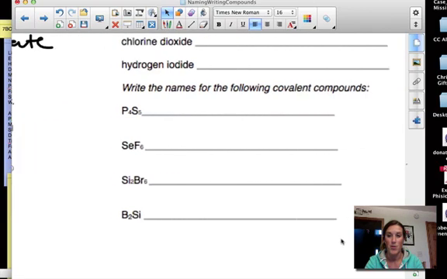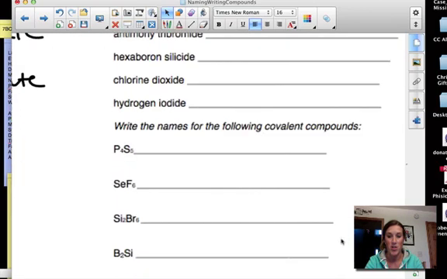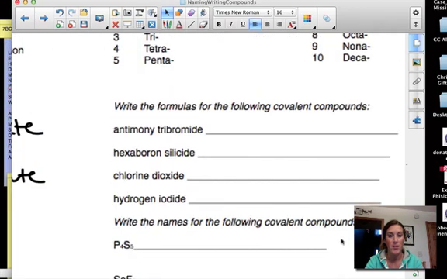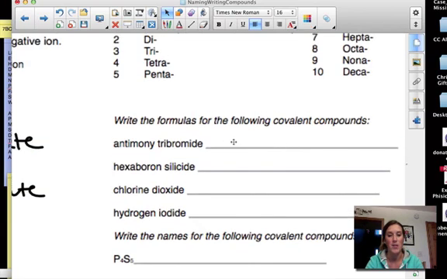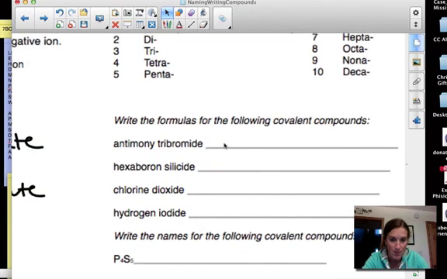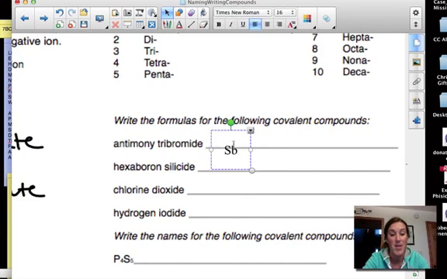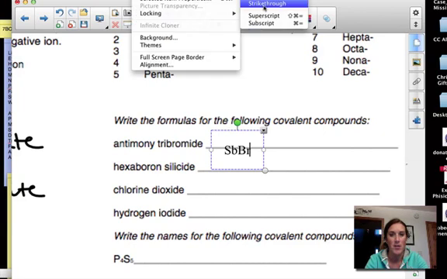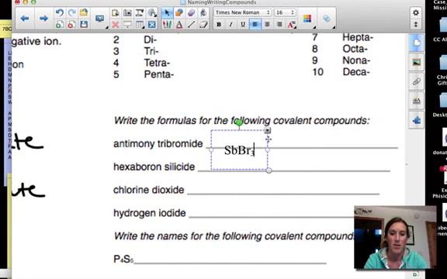Now, going over to covalent bonds. Covalent bonds are much easier than ionic bonds. You just need to use the prefixes to tell what compound it is. So starting with antimony tribromide. Antimony, the symbol is Sb. There is no prefix, meaning there is 1. Bromide is Br, and it says tri. Tri means 3. So we would put a subscript of 3 on that compound.